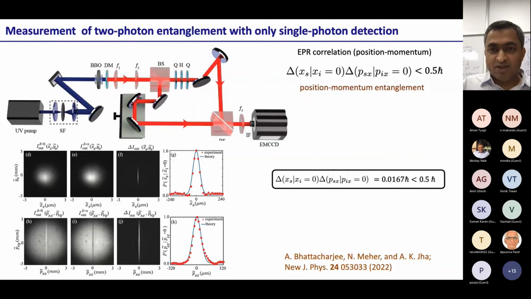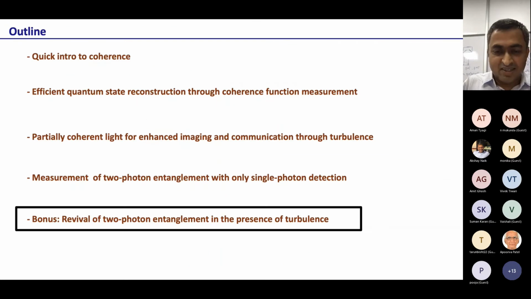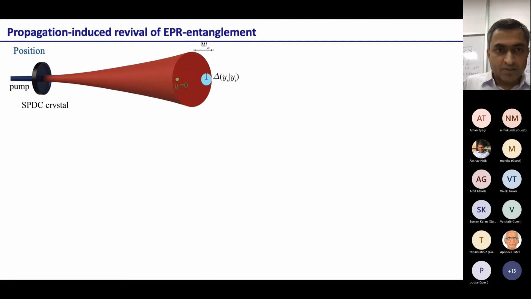Okay, so last one, this is like a bonus for studying this partially coherent field. Here we were actually doing this one, and then we kind of accidentally discovered this. And here what we see is that there is a way of reviving entanglement of the two photon field, even in the presence of turbulence. So this is how it works.